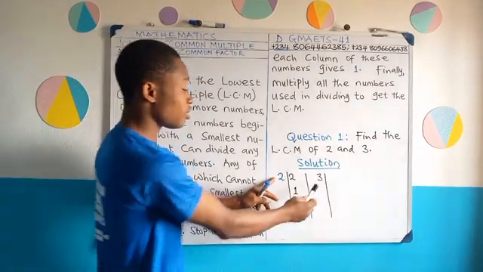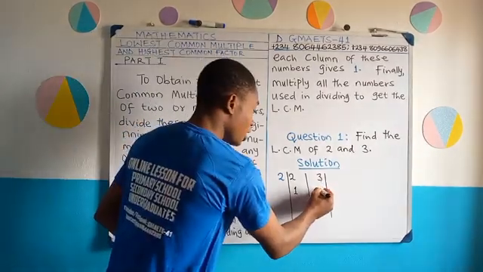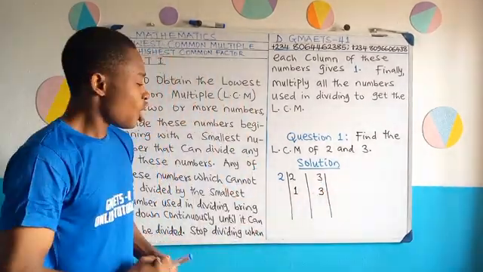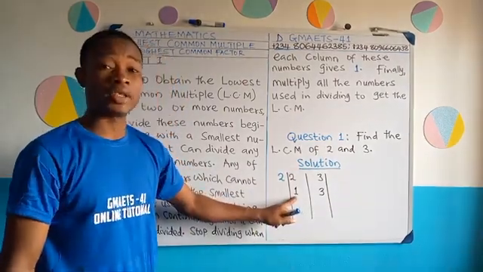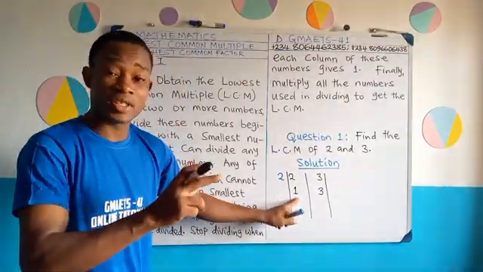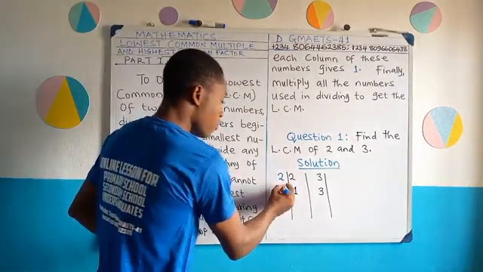So here these 2 cannot divide this 3. So what will I do? I'll bring down the 3. Okay, now you notice that this column of 2 has reached 1. So this one has finished its division. Are you getting? You move on again.